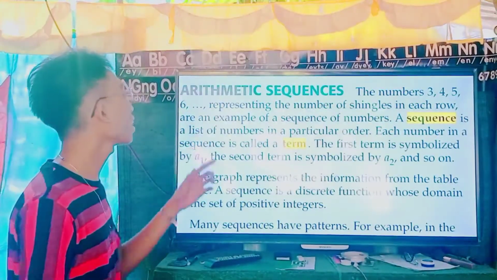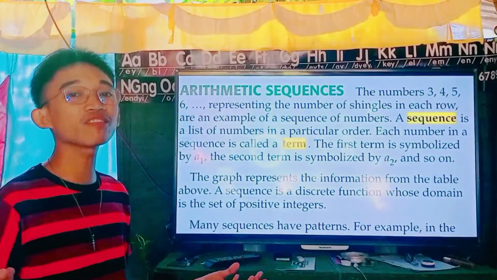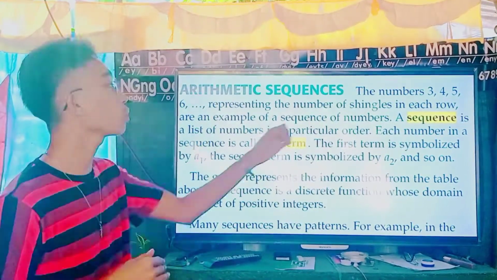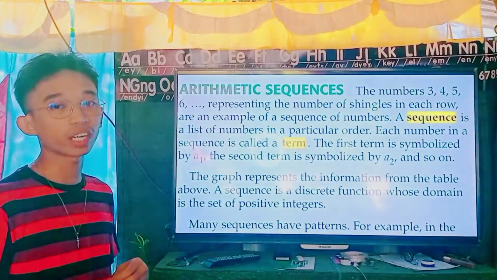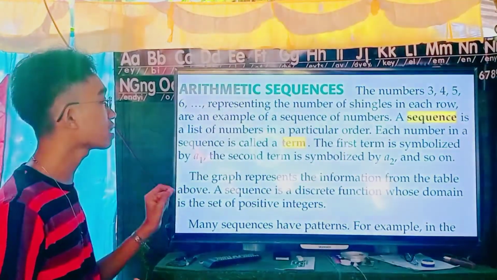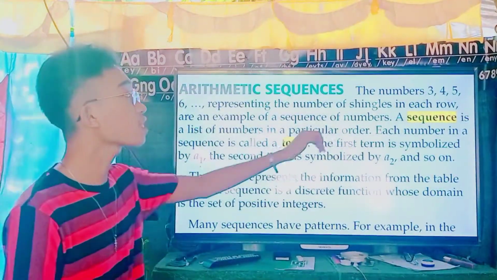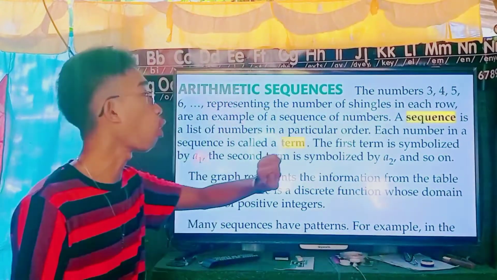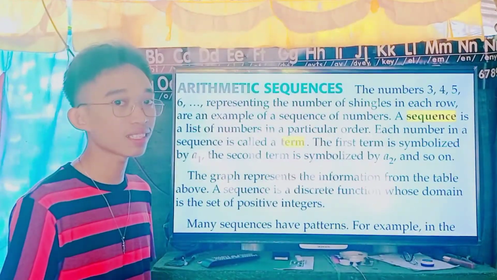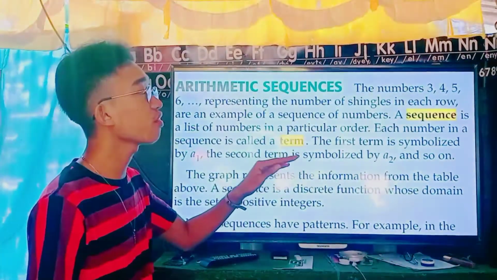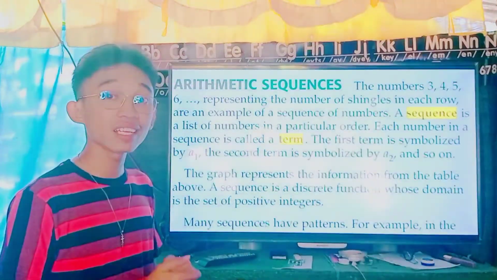Before we discuss what an arithmetic sequence is, we have to know first what a sequence is. A sequence is a list of numbers in a particular order. Each number in a sequence is called a term. Just for example, 3, 4, 5, and 6. That is an example of a sequence, and each number of that sequence is called a term.